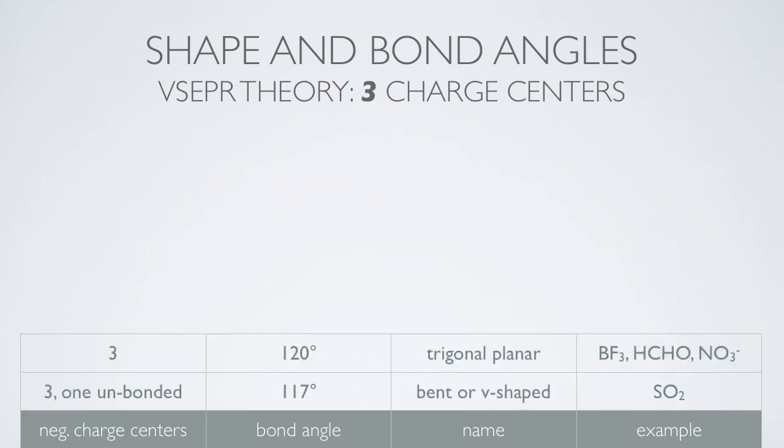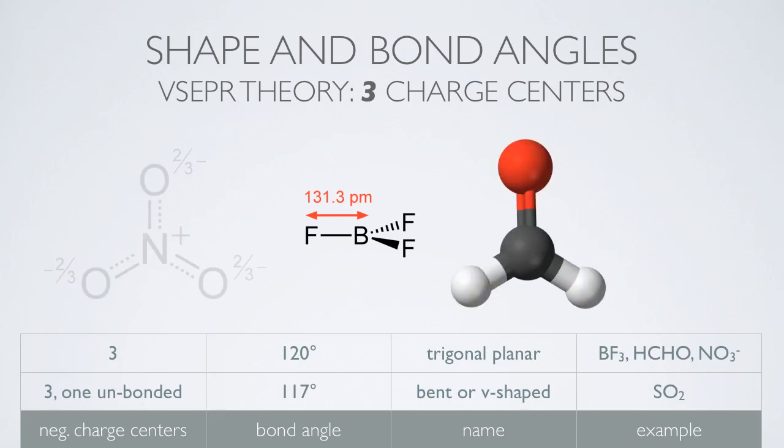If there are 3 charge centers on the central atom of a molecule, like in boron trifluoride, or formaldehyde, or nitrate, then the molecule has a trigonal planar shape. It's flat, it's in a plane, and it looks a little bit like a triangle, 3 angles. So the bond angles are 120 degrees.